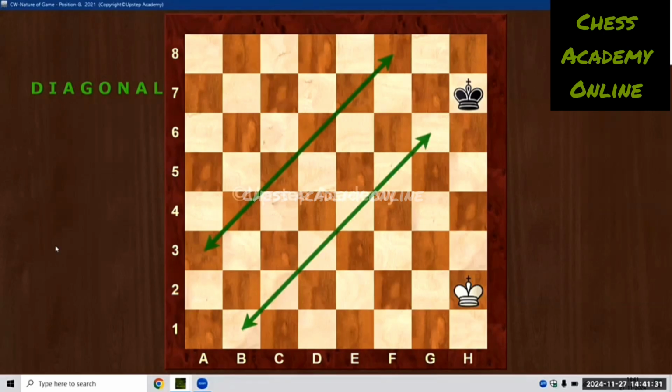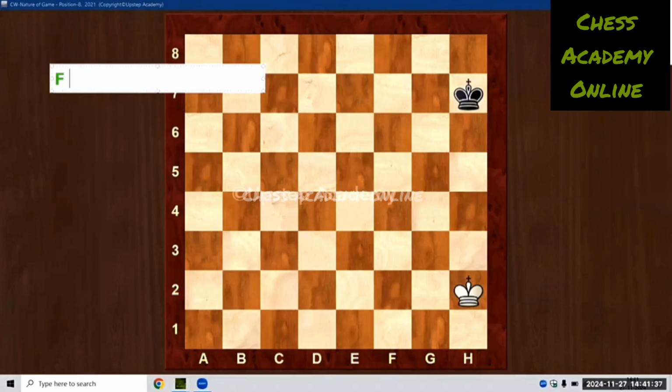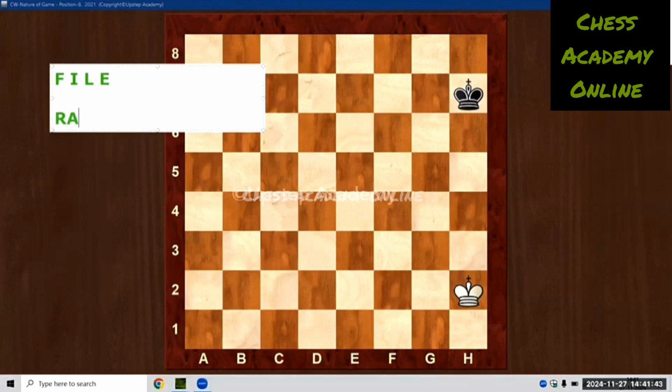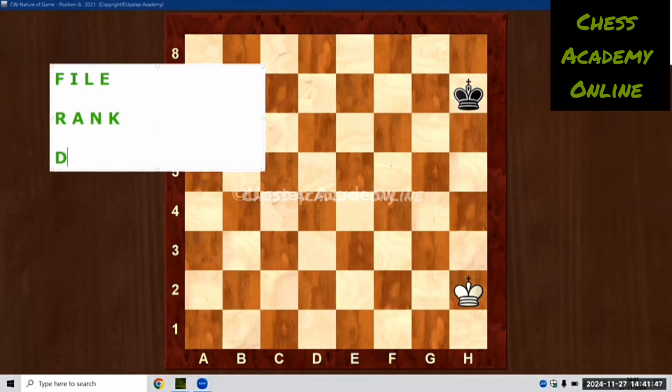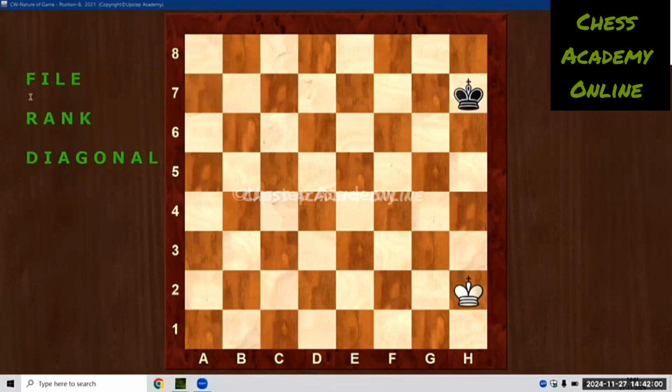So we learned the 3 types of lines on the chessboard. The first one was called files, which is the standing line. The second one is called rank, which is the sleeping line. And the third one is called diagonal, which is a slanting line. Diagonals must touch the same color squares.